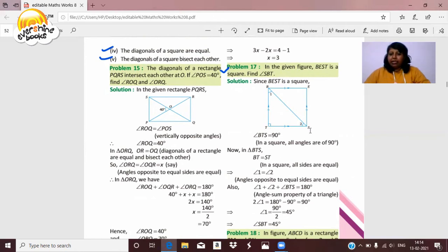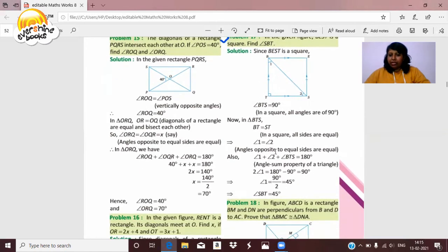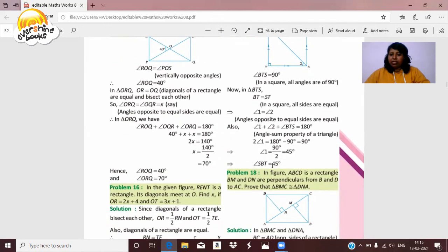In triangle BTS, BT is equal to ST, these sides. So the angles will also be equal. Angle 1 is equal to angle 2. Angles opposite equal sides are equal, a property of the square. Angle 1 plus angle 2 plus angle BTS is equal to 180 degrees, by the angle sum property of triangle BTS. So by calculating this, we will get the value of angle SBT as 45 degrees.